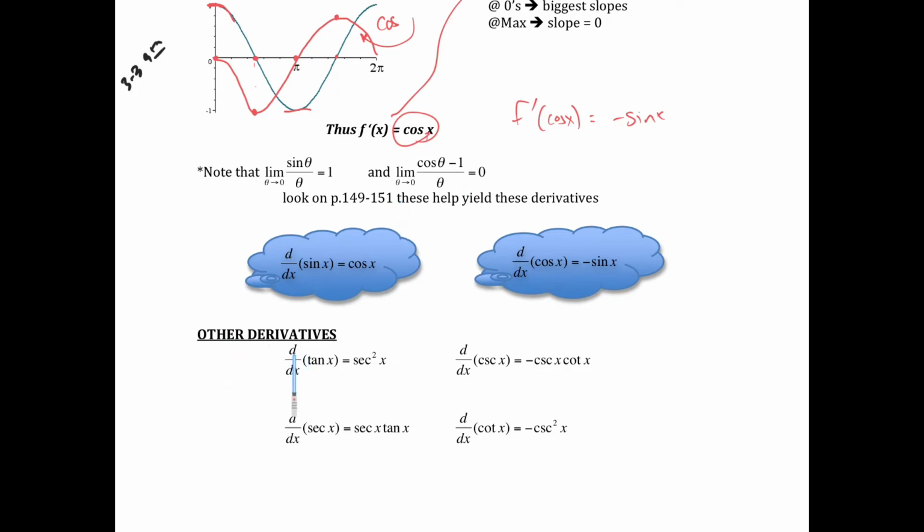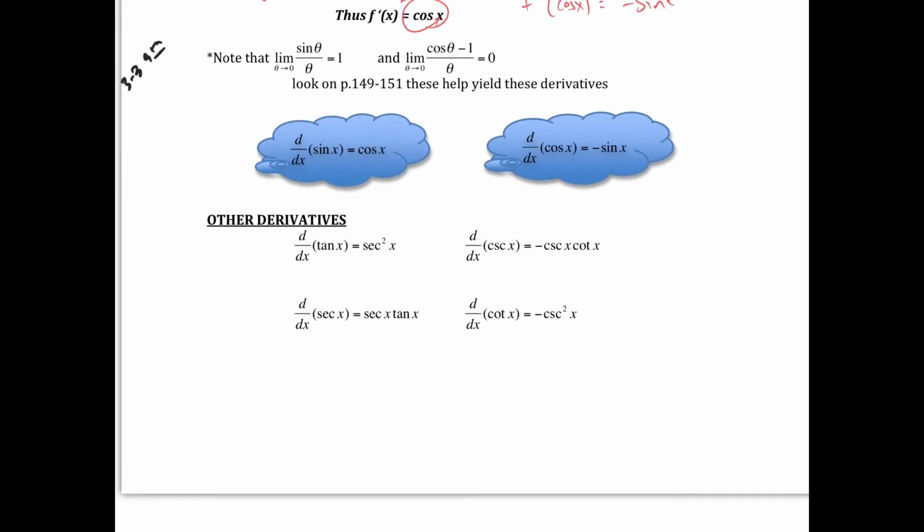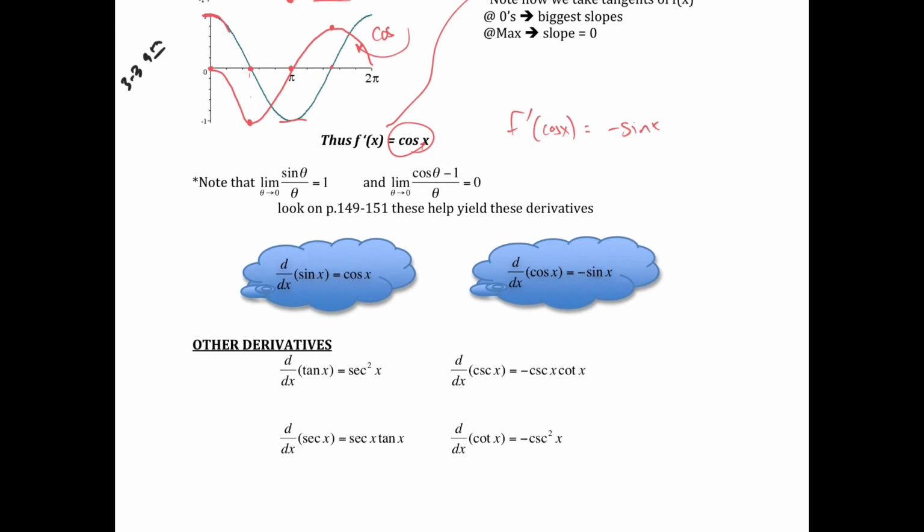Here are some other derivatives as well. If we take the derivative of tangent, you could do these in a graphical manner if you want. The derivative of tangent is secant squared. The derivative of cosecant is negative cosecant x cotangent x. Those are the ones I want you to memorize right now. So let's put a little cloud around these. These you need to memorize along with those.